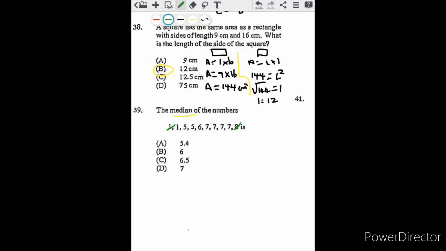So we strike off our 1 and 8, 1 and 7, 5 and 7, and 5 and 7 again. So now we're left with two numbers, which is 6 and 7. If we have two middle numbers, then we find the average between the two. So it's 6 plus 7 divided by 2. And 6 plus 7 is going to give us 13, divided by 2 is equal to 6.5. And that is C.